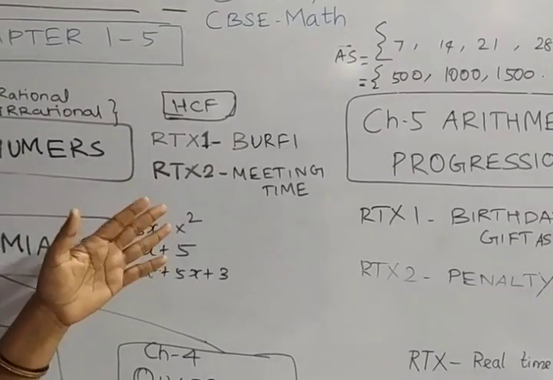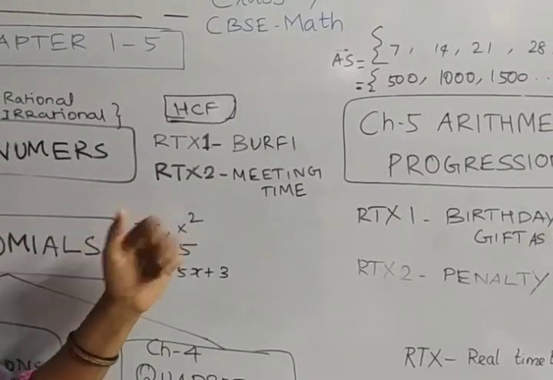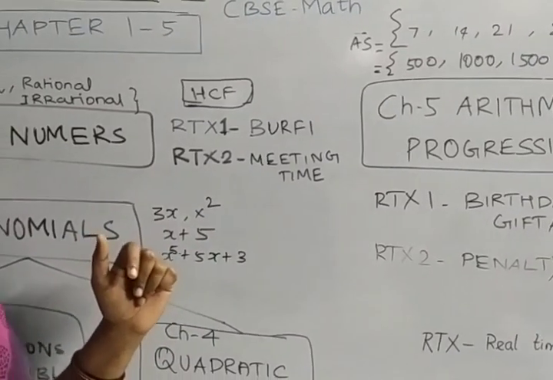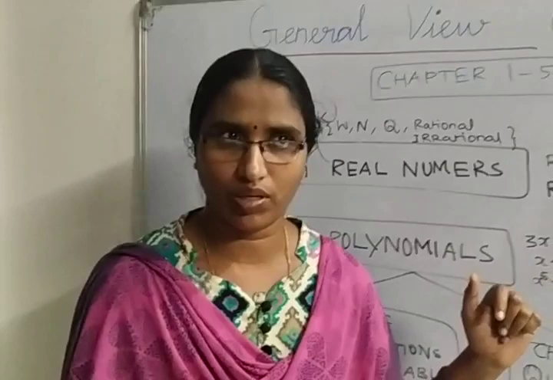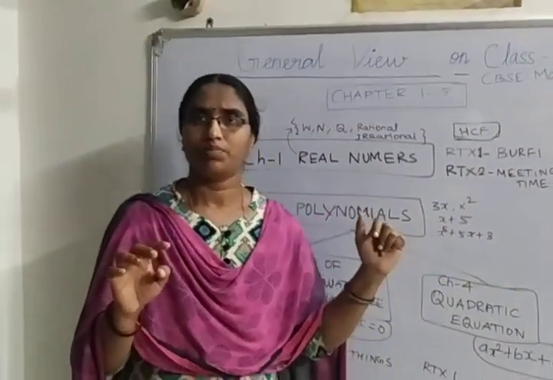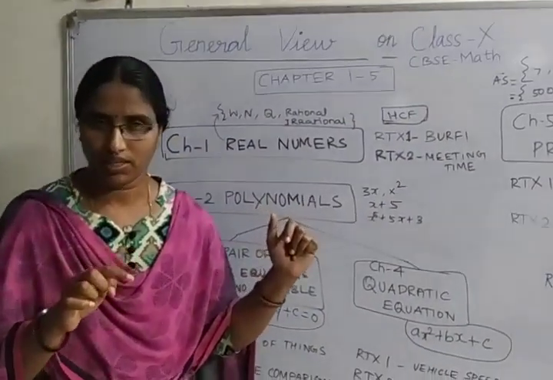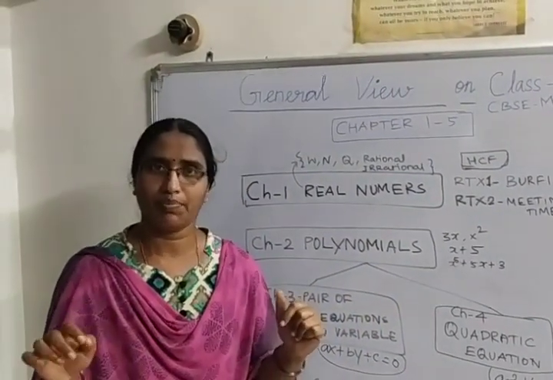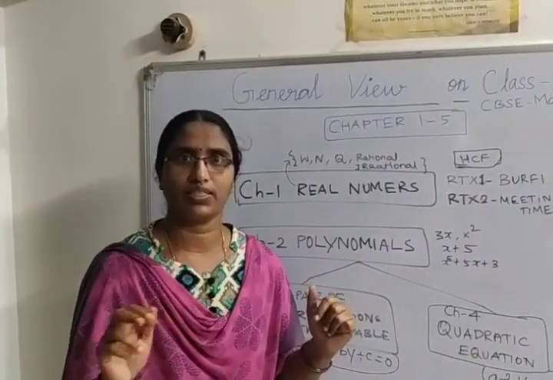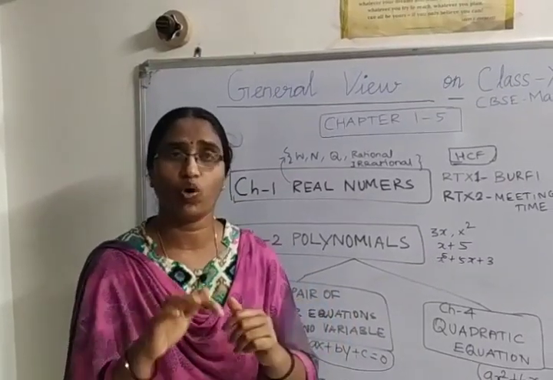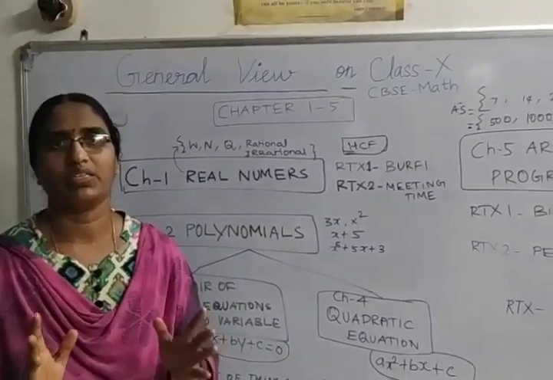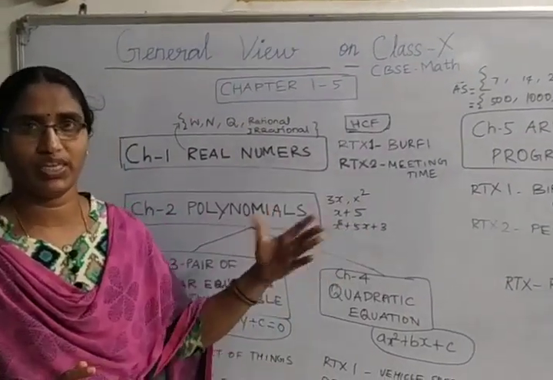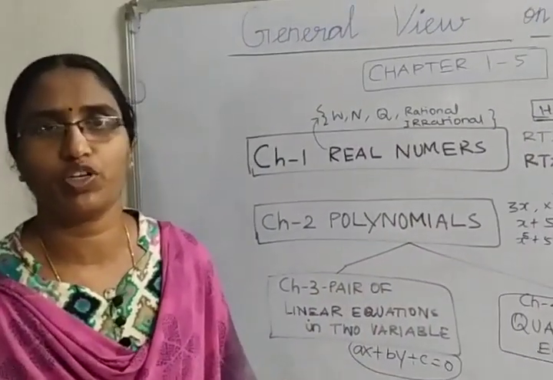Like that, it's used in meeting time problems. Actually, you have a running race, a circular running race, with many players. Player 1 completes the circle in 70 seconds, and player 2 completes the circle in 120 seconds. At what time are both of them going to meet? That you can also calculate from this chapter. If you study it, the calculation is going to be easy.